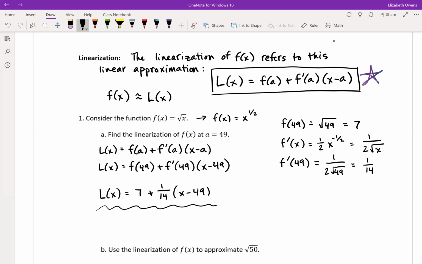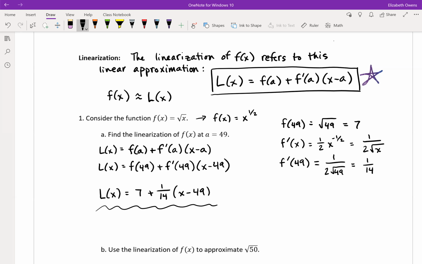Okay, now if you were just finding the tangent line of f of x at 49, you could also come up with this answer. It is just referring to the linearization there. So this is just doing that tangent line basically in point slope form.